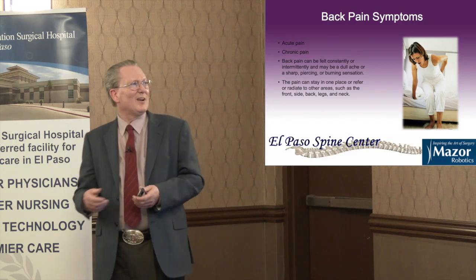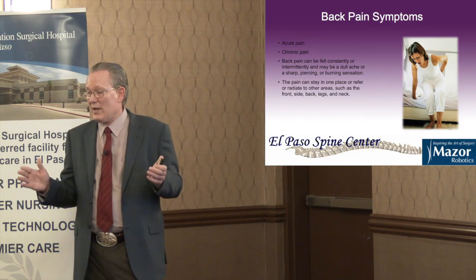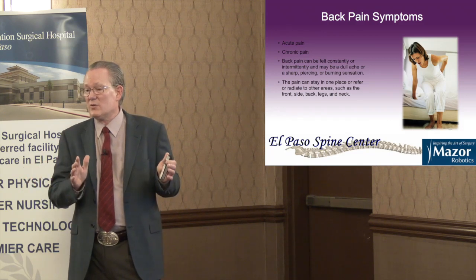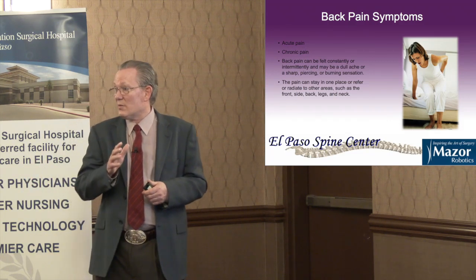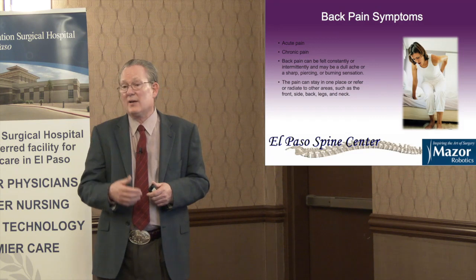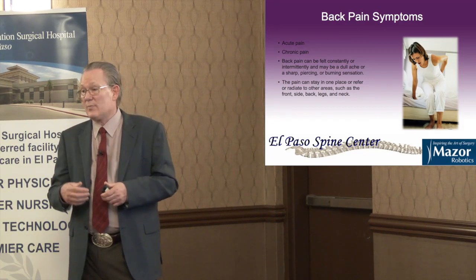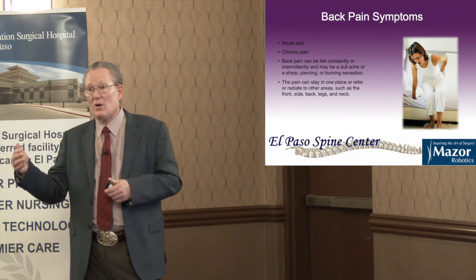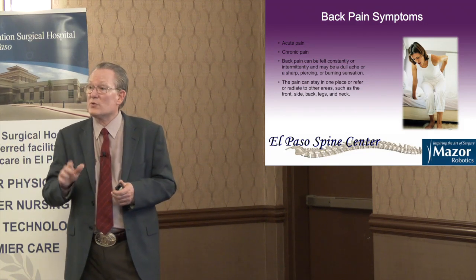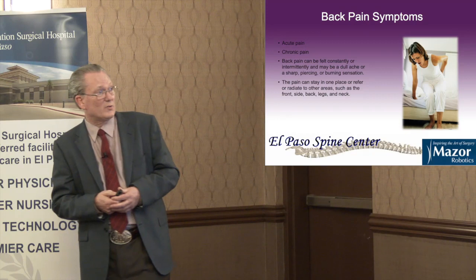I apologize. Acute back pain is pain that usually resolves within 6 weeks. You can sprain your back, and those are usually treated non-operatively. Chronic back pain typically lasts longer than 12 weeks, and a certain percentage of those people may go on to need surgery.